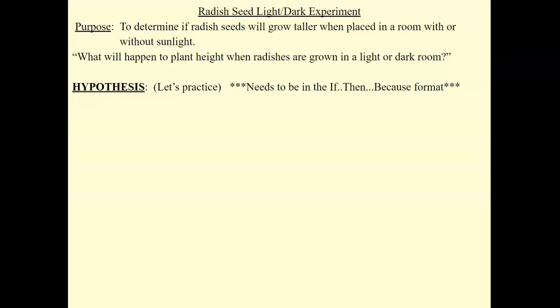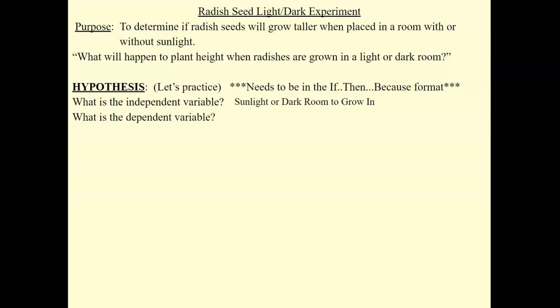Okay, so in a hypothesis using the if then because format, our independent variable and dependent variable need to be determined first. So if we're trying to figure out what will happen to plant height when radishes are grown in a light or dark room, we would say, well, the independent variable is going to be related to the sunlight. So you're either growing them in sunlight or in a dark room. And then the dependent variable is what are we going to measure or look at to see if there was a change? We're going to be measuring the plant height.